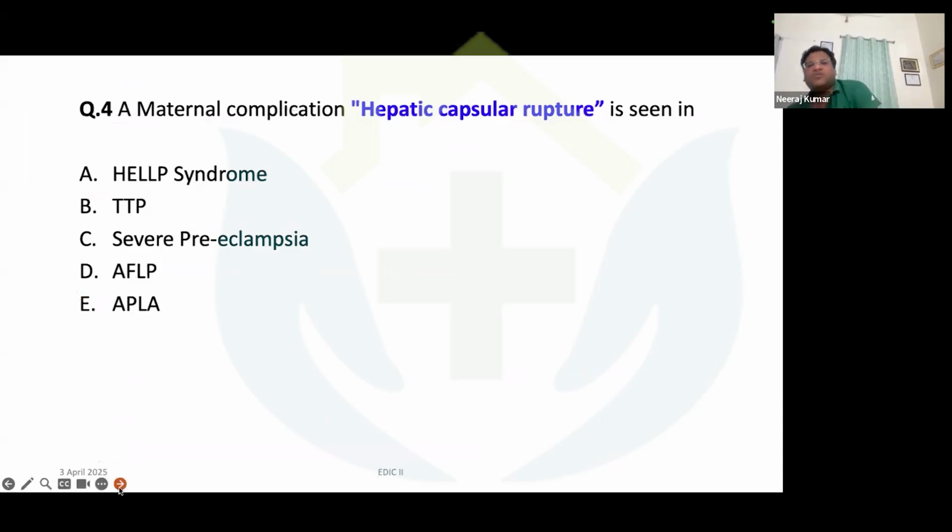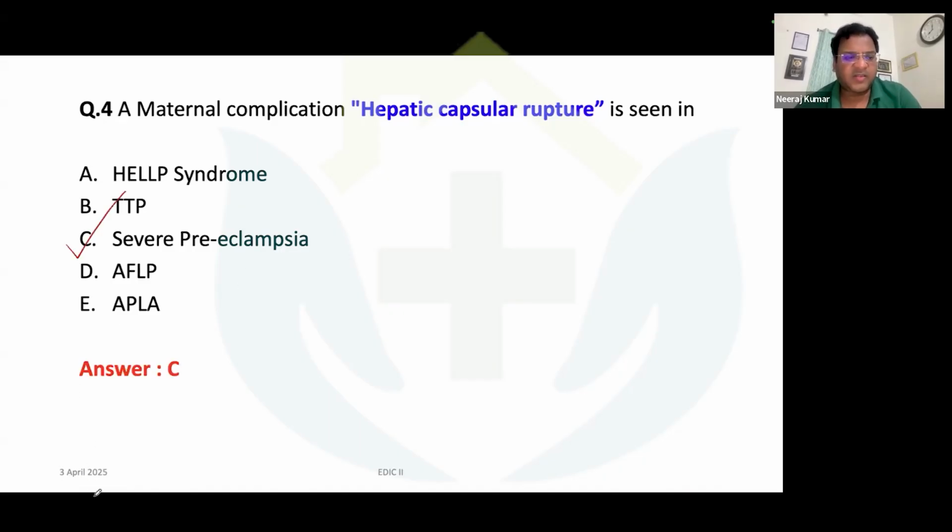Now coming to the next question: which of the following maternal complications can cause hepatic capsular rupture? This is again a one-liner question. Many of you are going with D, many of you are going with C. Okay, so the answer is C.